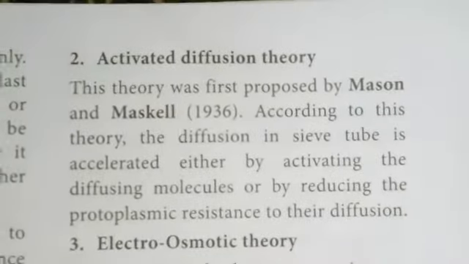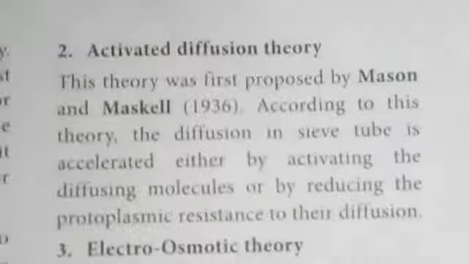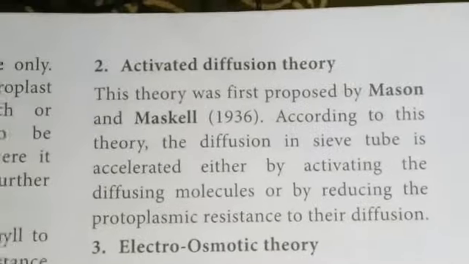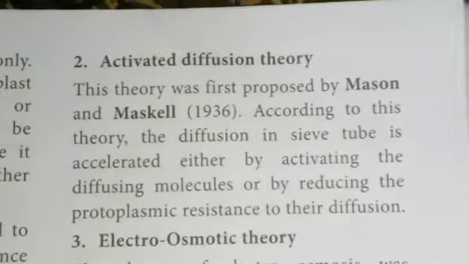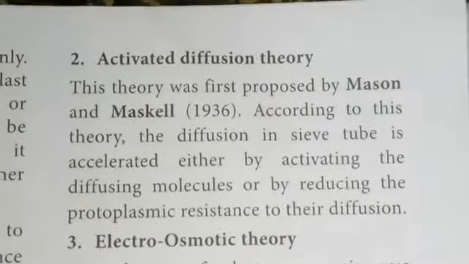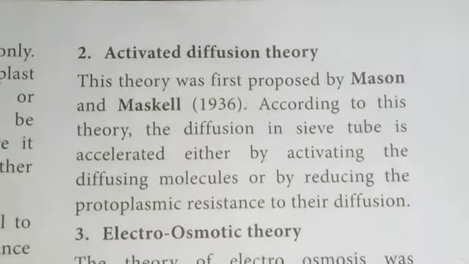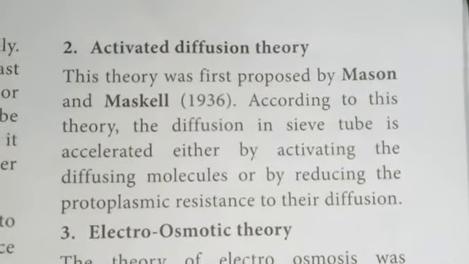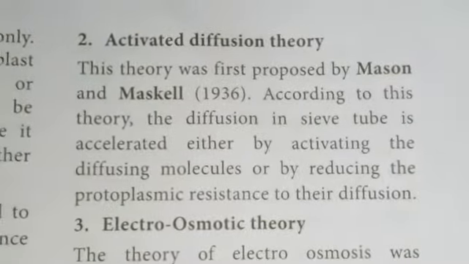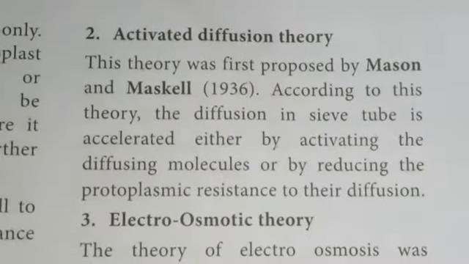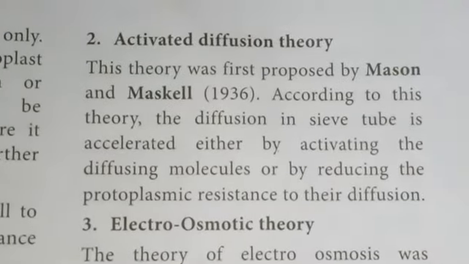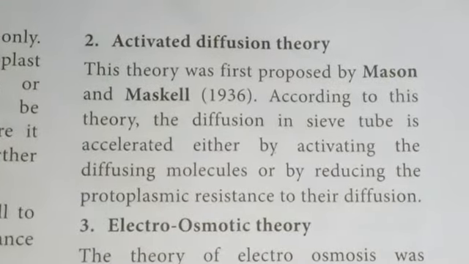The next theory is the activated diffusion theory. This theory was proposed by Mason and Maskell in the year 1936. According to this theory, the diffusion in sieve tubes is accelerated either by activating the diffusion molecules or by reducing the protoplasmic resistance to their diffusion.